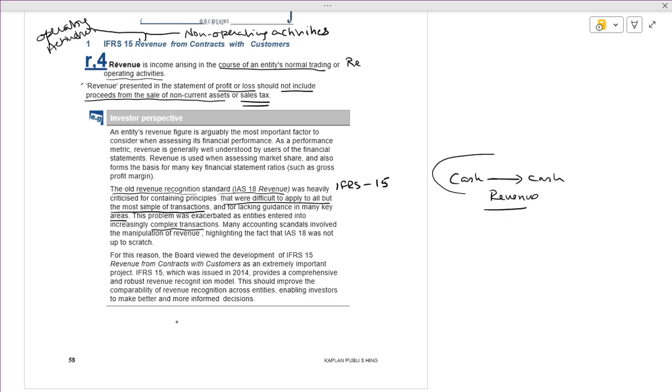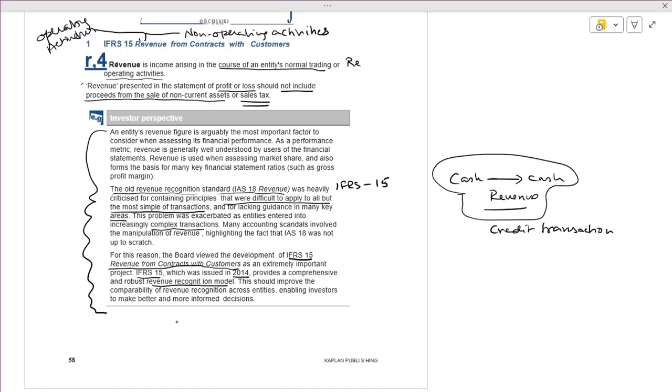In most cases you will not have a cash transaction, you will have a credit transaction. In the credit transaction, how should the mode of operations work? For this reason, the Board developed IFRS 15, Revenue from Contracts with Customers, an extremely important standard issued in 2014, which provides a very comprehensive and robust recognition model. This is why IAS 18 has been replaced by IFRS 15.